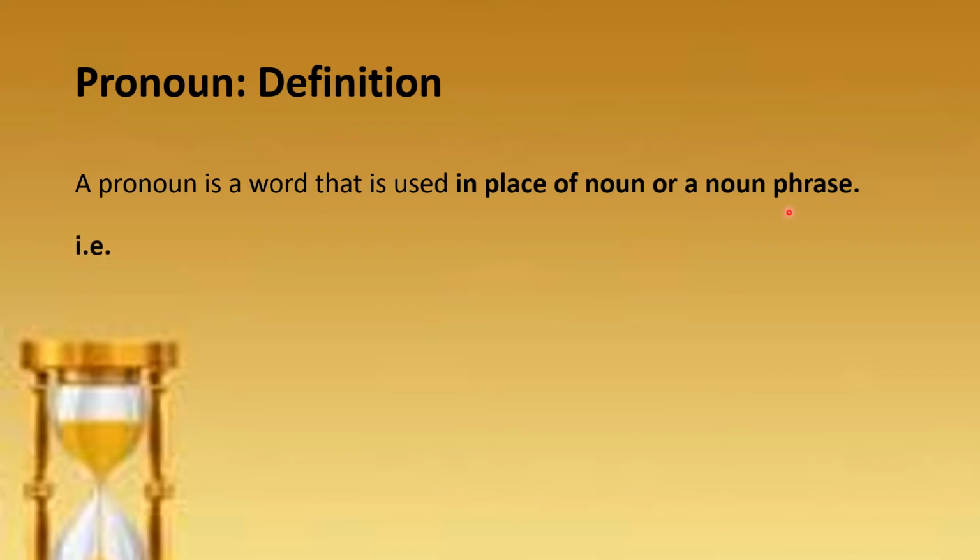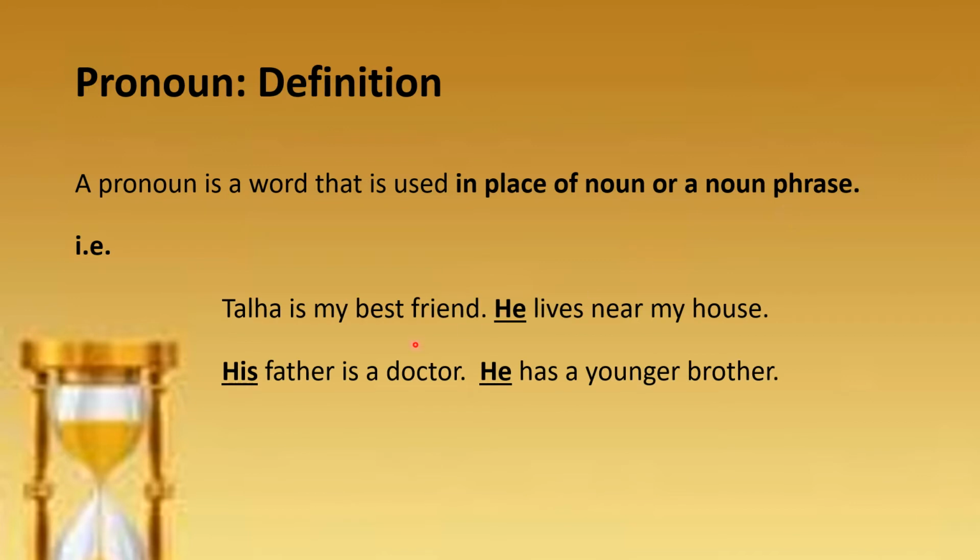For example, Talha is my best friend. He lives near my house. His father is a doctor. He has a younger brother. You can see that he and his have been used in the sentences in place of the noun, which was Talha. So these are pronouns.